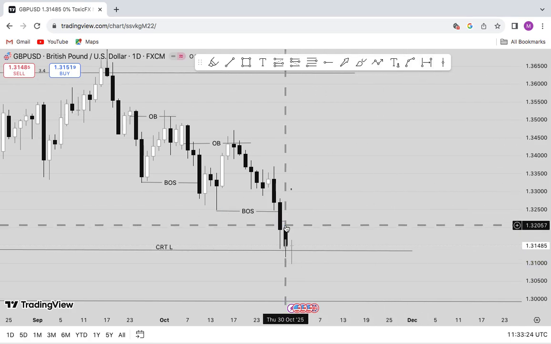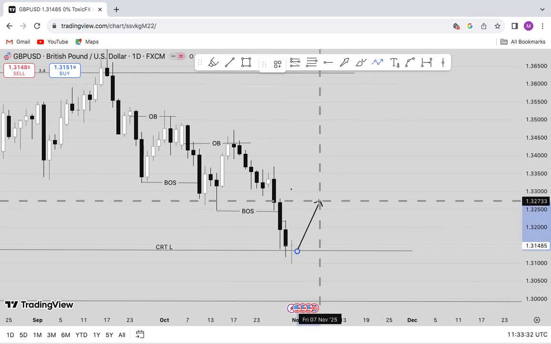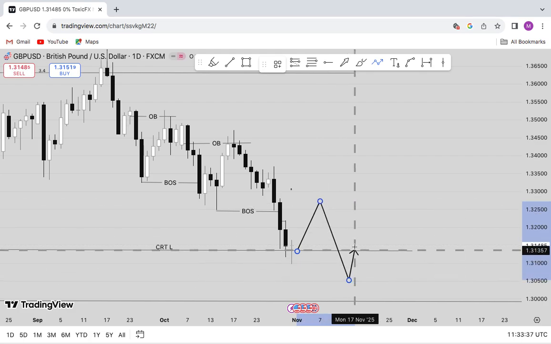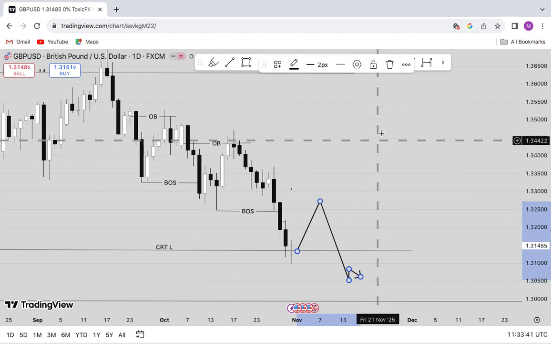You can see we have some internal range liquidities here. You can see we have a fair value gap here. We have an order block here. Price might still decide to take out this liquidity, which is this order block, before giving you that down move. But then you don't want to rush the market. You want to let the market do its thing. You don't want to be against the bias of the market.